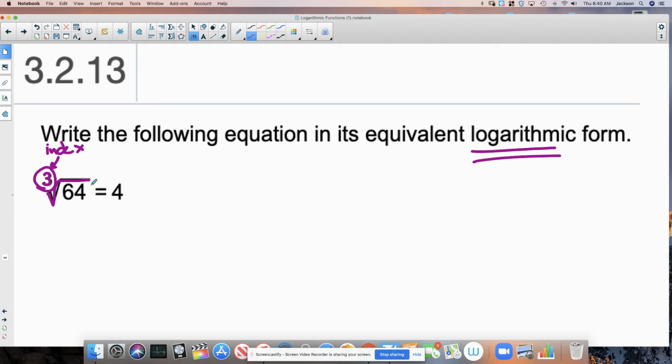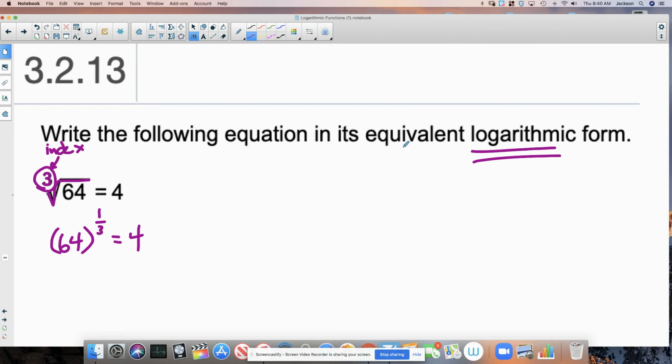And we said that whatever's underneath the radical can be written with a rational exponent where the index is the denominator of that exponent, and whatever power this is raised to goes in the numerator. So this is just 64, right? Which is 64 to the first power. So we have 64 to the 1/3 power when we write that index underneath it, and that's equal to 4.